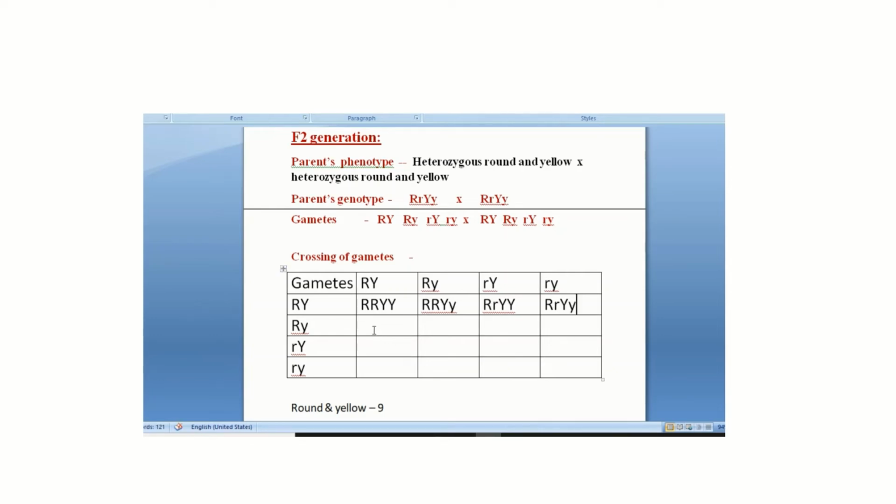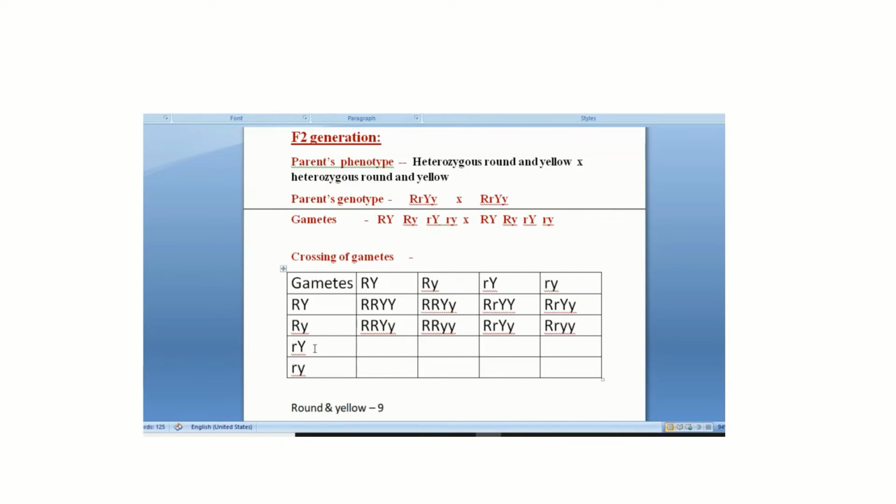Now we'll go with the second line. Second line with these gametes there. Capital R, capital R, capital Y, small y. Similarly, capital R, small y. Here, capital R, capital Y, small y. Here, capital R, small y, small y.